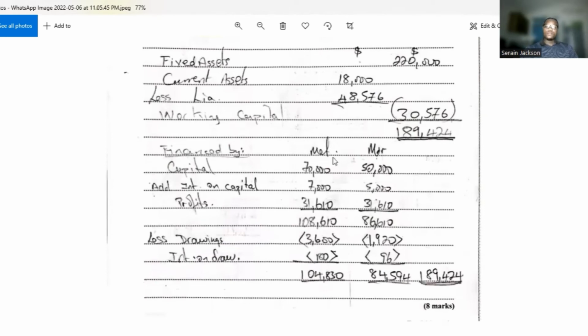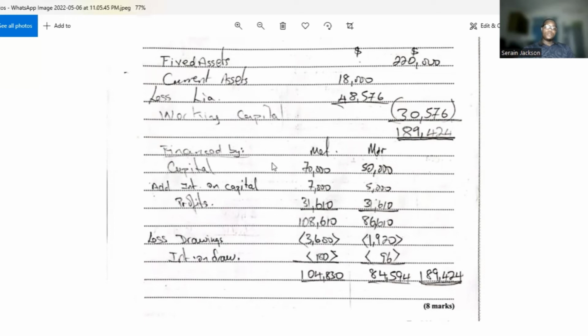Then now we move to the financed by section, right? Which is where most persons may not understand or know what to do, right? So you have to now create two columns. You have to name the columns, one for Metivier and one for Marine, all right? So it's financed by capital, so you put in their capital figures, 70,000, 50,000. Then you add the interest on capital, right?